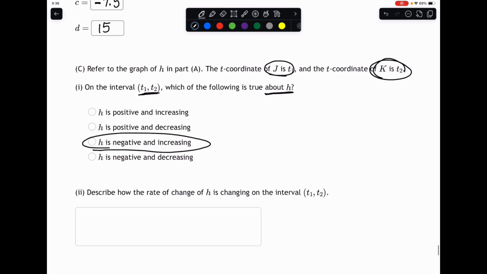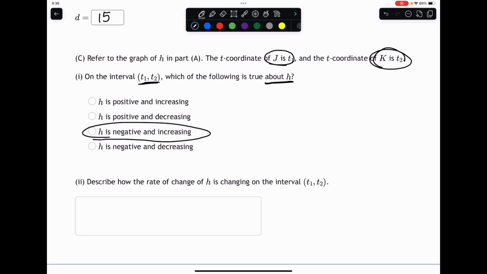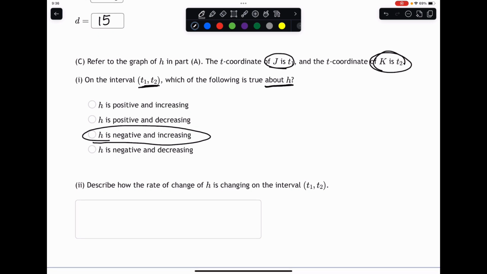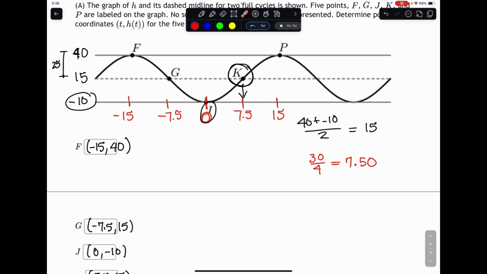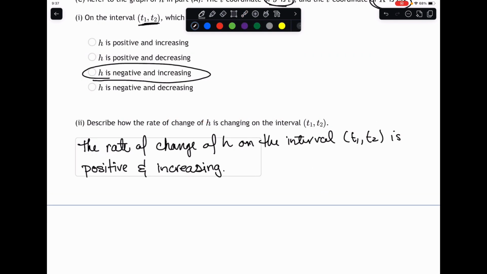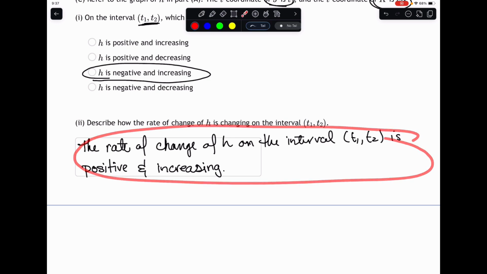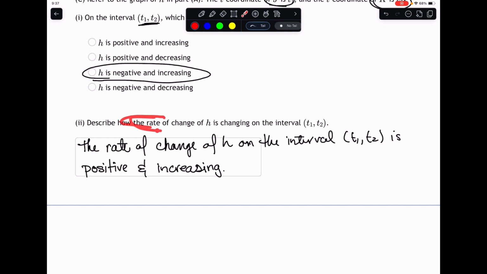Now, what has to be true about the rate of change of H in that same interval? From J to K, because it's increasing, we know that the rate of change is positive, and because it's concave upwards between J and K, we know that the rate of change is also increasing. Because it's the final question, I thought I'd be a little more elaborate with this answer, stating that the rate of change of H on the interval T1 to T2 is positive and increasing. Just a little extra zazz. Notice how I'm using the question to create a sentence to answer. So again, answer in full sentences.